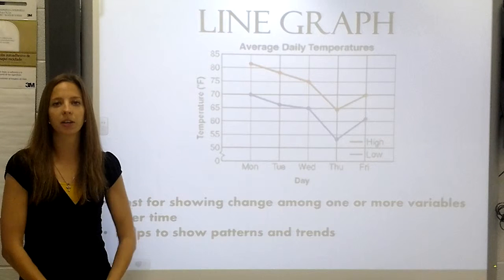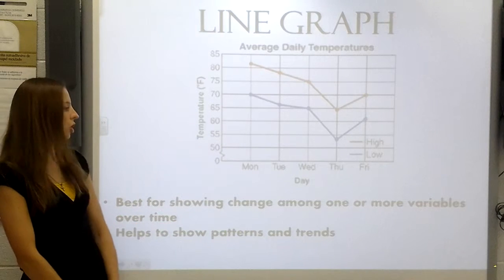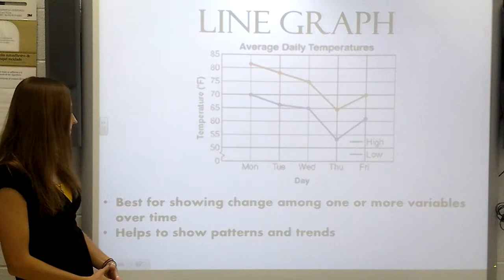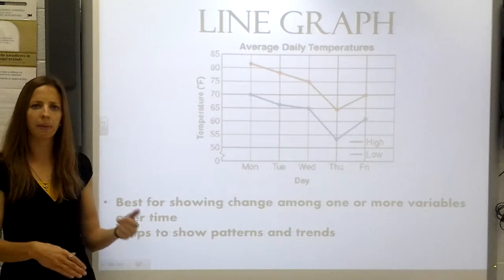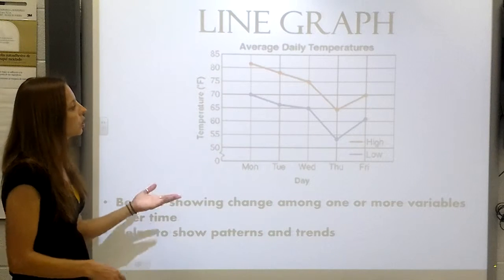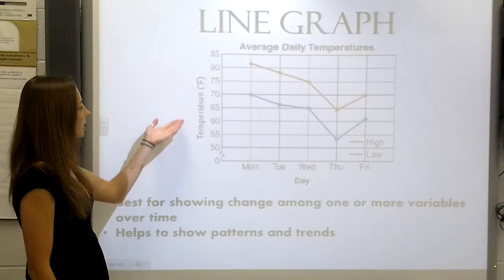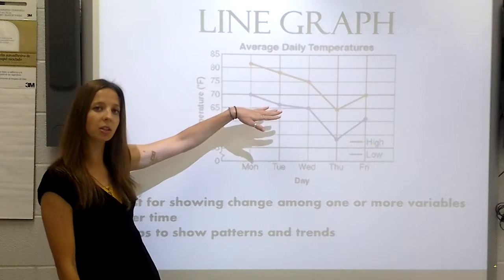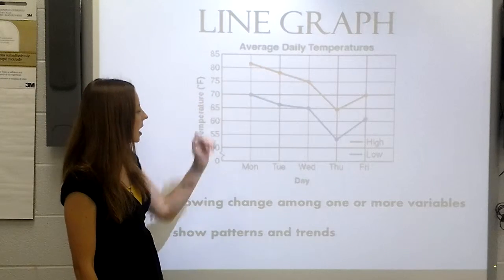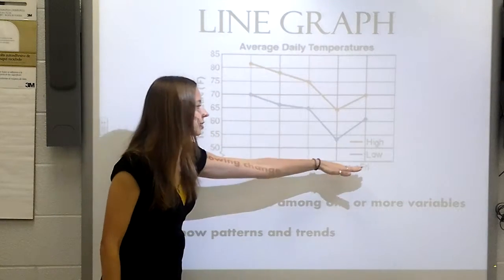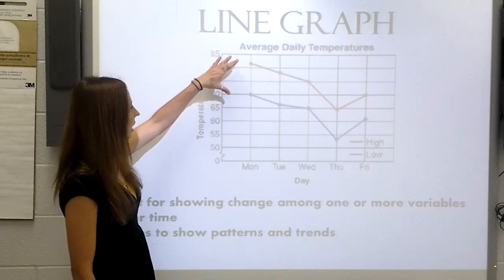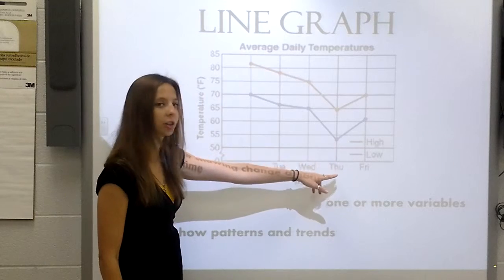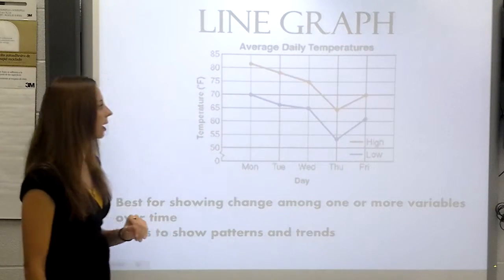The second type of graph is your line graph, and this is best for showing change among one or more variables over time. It also helps to show if there are any patterns or trends that are occurring. So in this example, we're looking at the temperature. In blue, it's the low, and in red, it's the high. And we're looking across the days of the week. So it would appear that the temperature went down as the week went on until it reached Thursday, where then the temperature went back up.